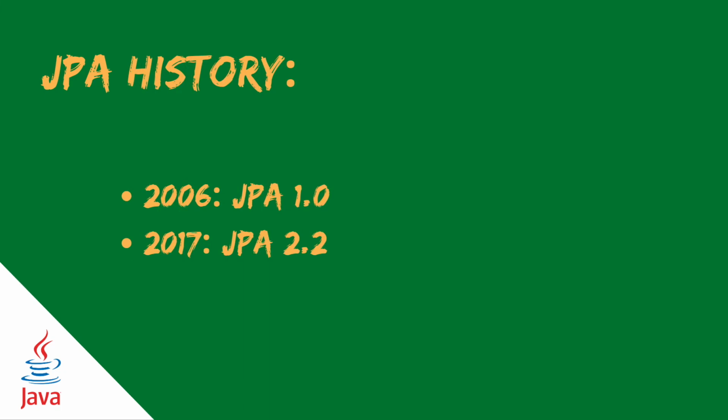The first version of Java Persistence API, JPA 1.0, was released in 2006 as a part of the Enterprise JavaBeans 3.0 specification. The last version of JPA, JPA 2.2, was released in 2017, and it supports Java 8 date and time. It provides an ability to stream a query result.